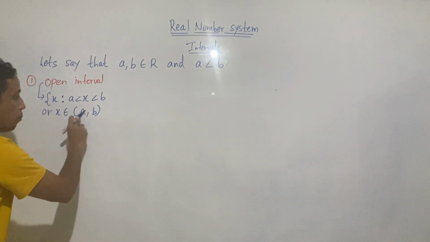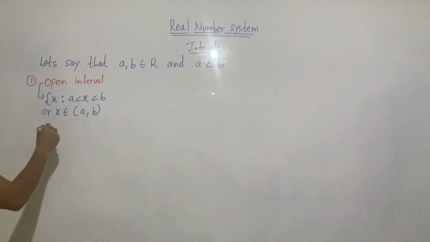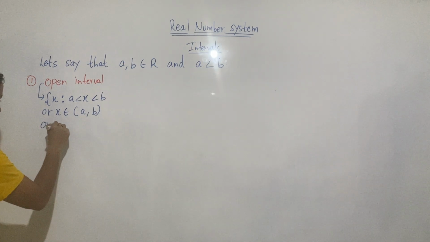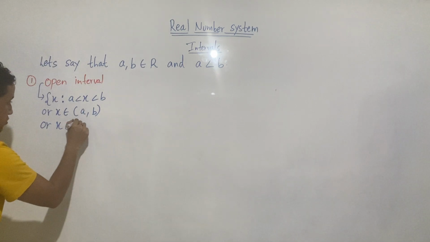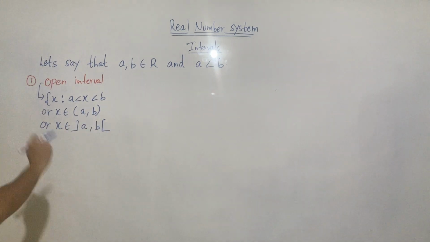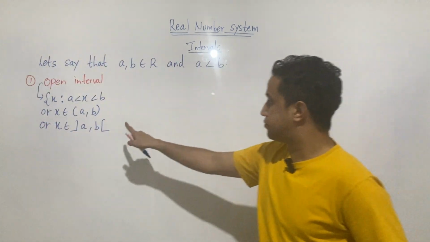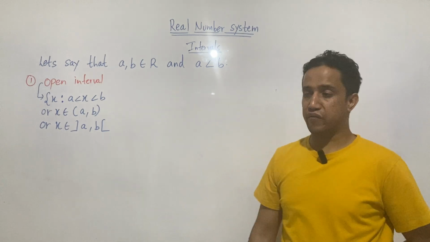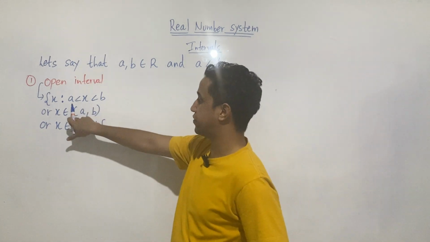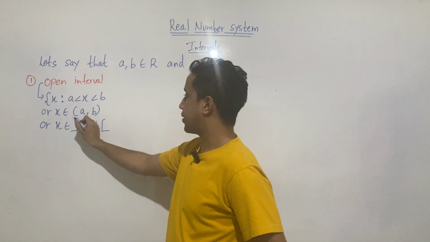These are open brackets. Open interval has open brackets. Sometimes we also represent these open brackets like this, but these are rarely used. So these types of brackets are rarely used. Most of the time, more often, you will see these brackets.